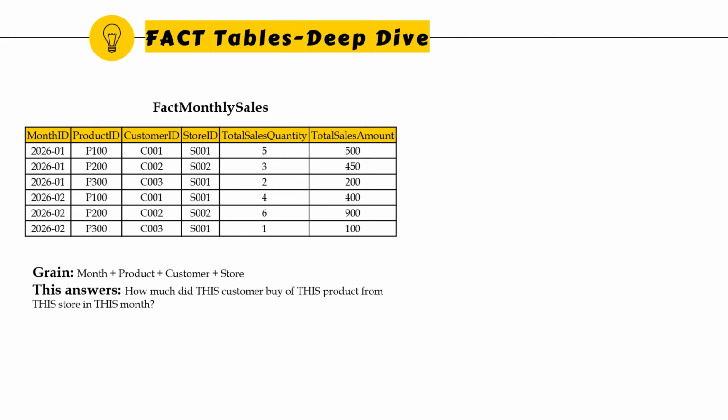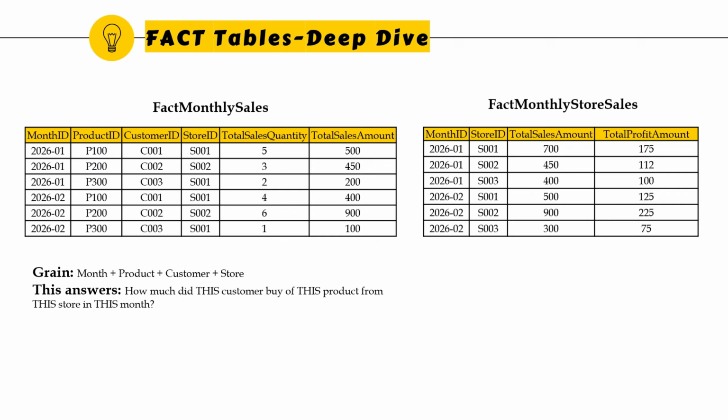If you really need to track monthly sales across stores, the best practice is to create a separate fact table, such as fact monthly store sales, that matches the month plus store grain. In this new fact table, you can include other measures that fit the same grain, like total profit per store per month, total discounts per store per month, and more. This keeps each fact table consistent and makes analysis much more reliable.